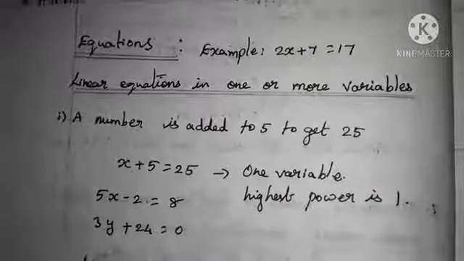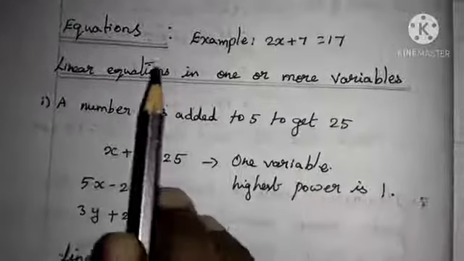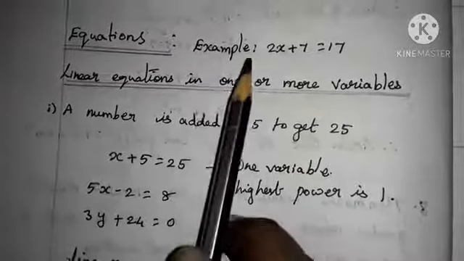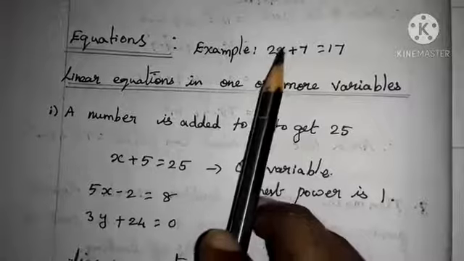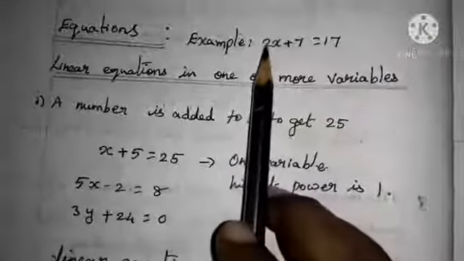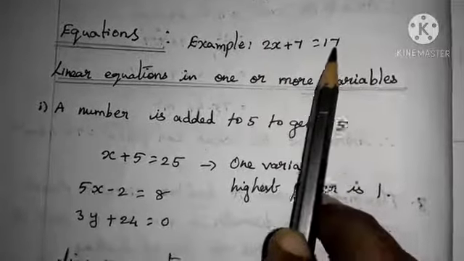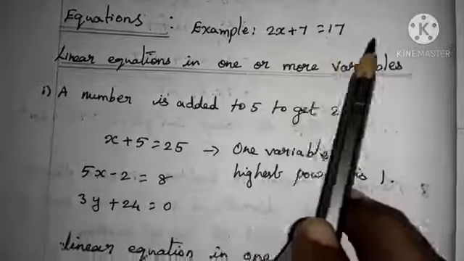Equations. An equation is a statement that asserts the equality of two expressions. That is, the expressions are written one on each side of an equal to sign. This is an example of an equation: 2x plus 7 is equal to 17.